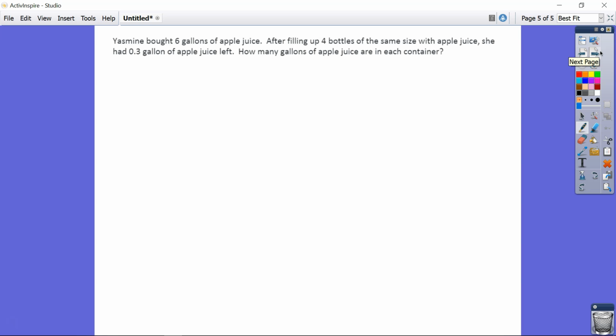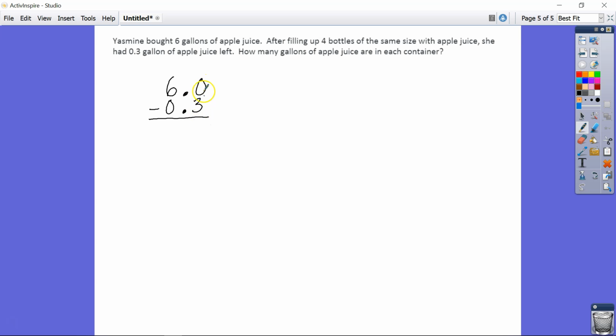So Yasmin bought 6 gallons of apple juice. After filling up 4 bottles of the same size with apple juice, she had 3/10 of a gallon of apple juice left. How many gallons of apple juice were in each container? We need to figure out how much she used and then divide it by 4. So we know she had 6 gallons of apple juice. Then when she was finished filling up the bottles, she had 3/10 remaining.